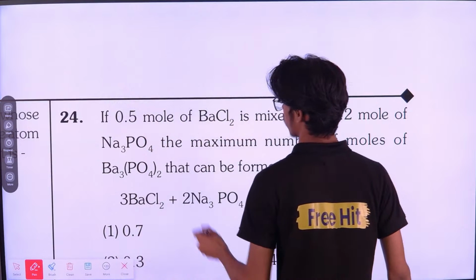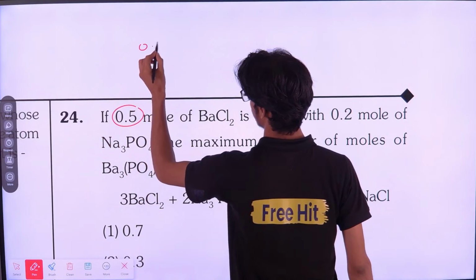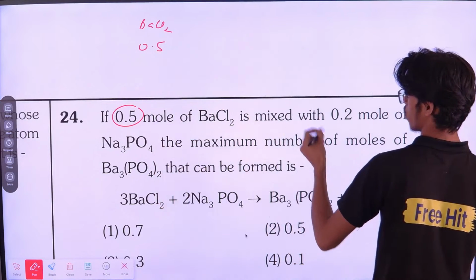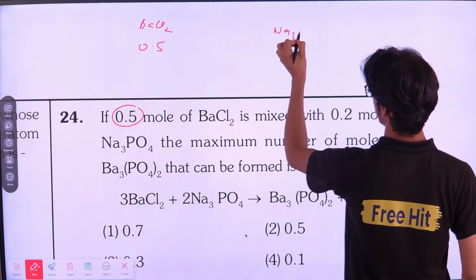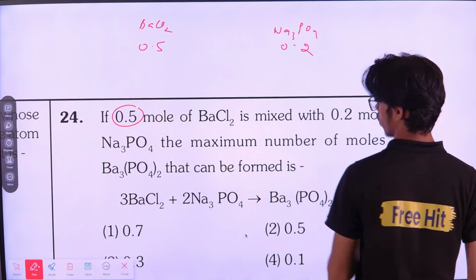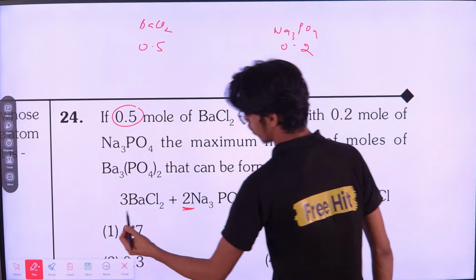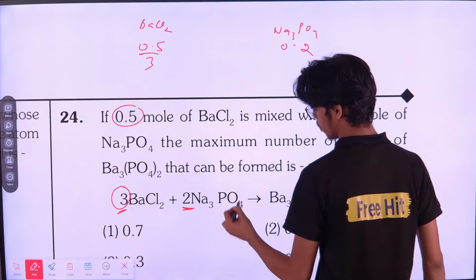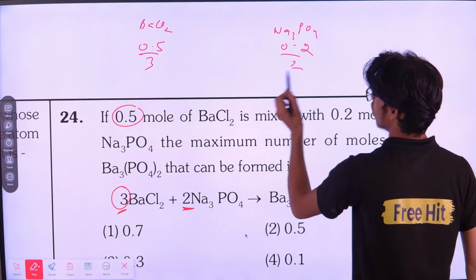The process is to first, this is the number of moles of BaCl2, right? Okay, and Na3PO4, right? What is the number of moles? 0.2. You have, what is the stoichiometric coefficient? For BaCl2 it is 3, so divided by 3. For Na3PO4 it is 2, so divided by 2. What answer are you getting?